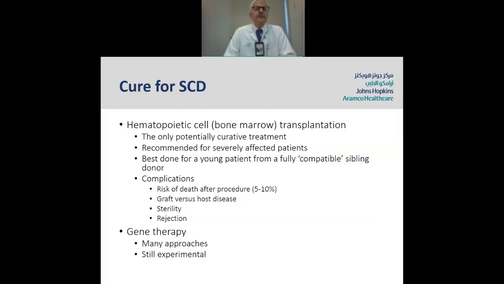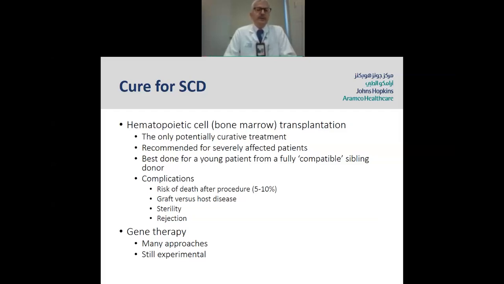The other is to undergo hematopoietic cell transplantation. It's best done for a young person or patient, best below the age of 10, from a fully compatible sibling donor. So a brother or a sister who has the same tissue typing. Of course, now there are other options, and some of them are almost as good as a fully compatible sibling.